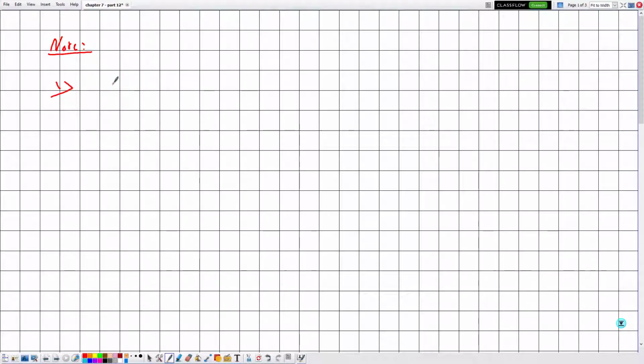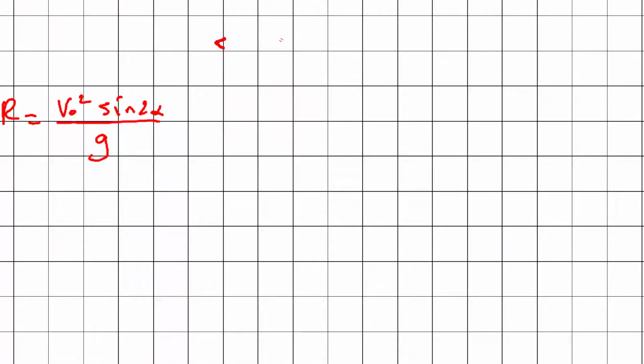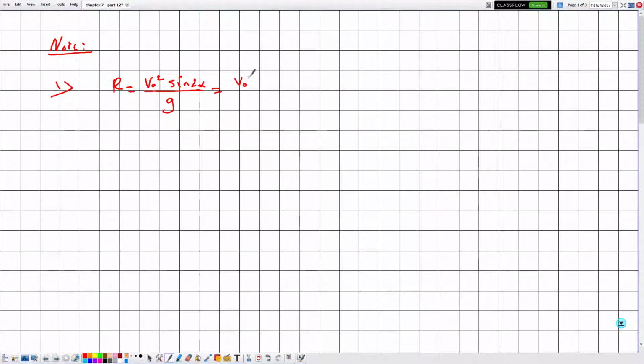So we know that the range is given by v0 squared sine 2 alpha divided by g. Here we are considering a projectile motion launched with initial velocity v0 and a shooting angle alpha. Now recall the following property: sine 2x is equal to 2 sine x cosine x. So this is equal to v0 squared 2 sine alpha cosine alpha divided by g.